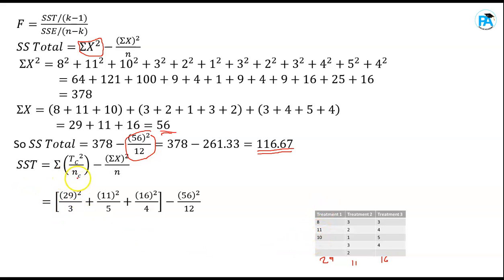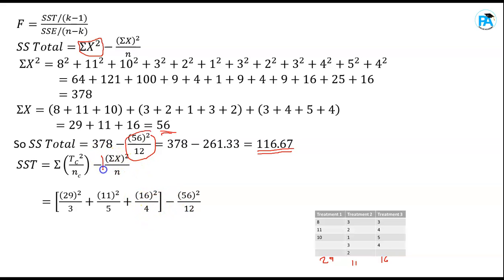That's why we've written nc, each column, okay? Each column, column 1, column 2, column 3. Do you get it? Plus, what's the total of observations in treatment 2? It is 11. So you take 11 square divided by the number of observations in treatment 2, which is 1, 2, 3, 4, 5. So it's 5. You get it? Plus, what's the total of all observations in treatment 3? 1, 2, 3. There are 4 in number. What's their total? Their total is 16. So you have 16 squared divided by 4.